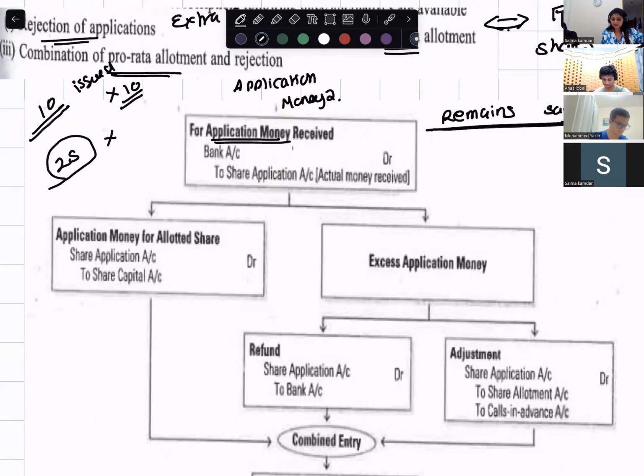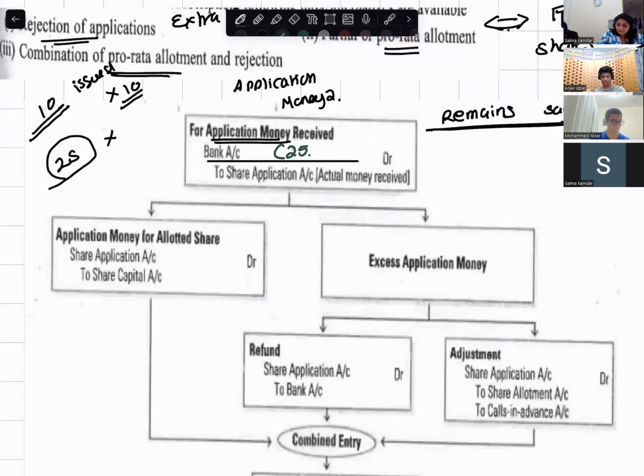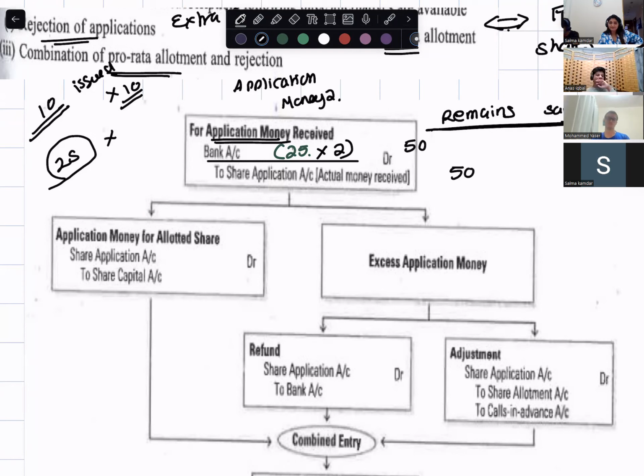Can you tell me, Anas, how much will be the bank debit? You receive applications from 25 people, multiplied by the application money per share, which is 2. So bank will be debit 50, and application will be 50. Are you with me?